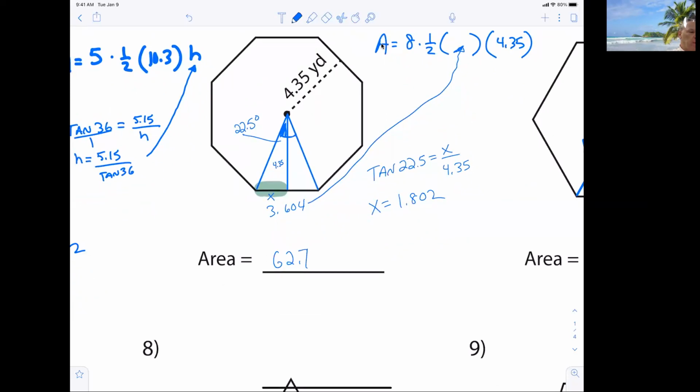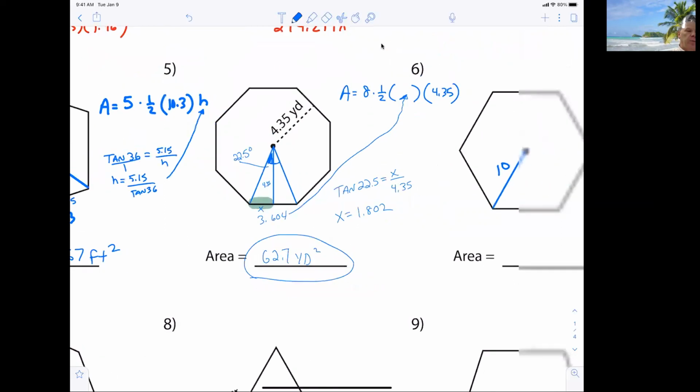Now, again, does everybody see if you round, you're gonna have different answers? Does everybody agree with me? Right? So somewhere around there, and again, it's square yards. All right, so good review of our trig. All right, here we go.